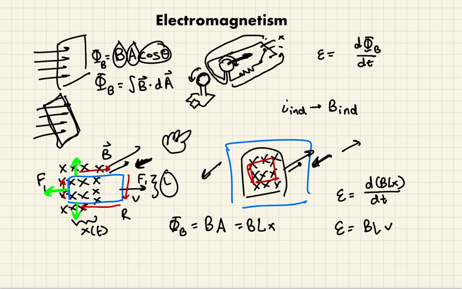What would be the magnitude of the current then? I is going to be equal to EMF over R, because it's just Ohm's law, V over R. In this case, V is EMF, so it's just going to be BLV over R. Nothing complicated, nothing we can simplify there.